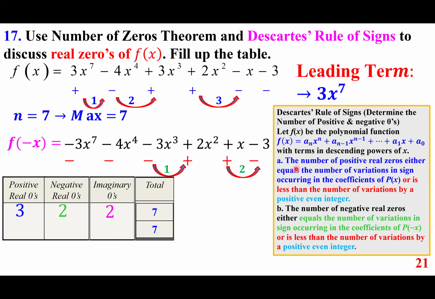The second part of that says, okay, the number of positive real zeros either equals the number of variations, we got 3, or is less than the number of variations by a positive even integer. So it's either 3 or we go down by 2. If we go down by 2, this becomes 1. This becomes 0. So if this is 1, this is 0, they add up to 1. This must be 6 because the total can't change, everybody.